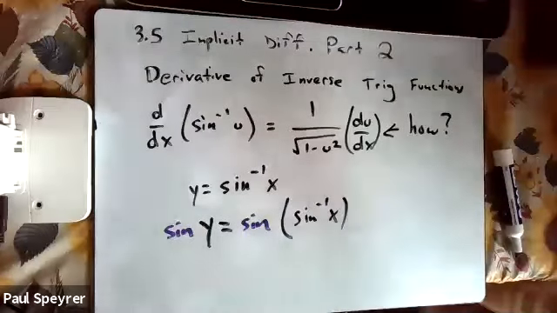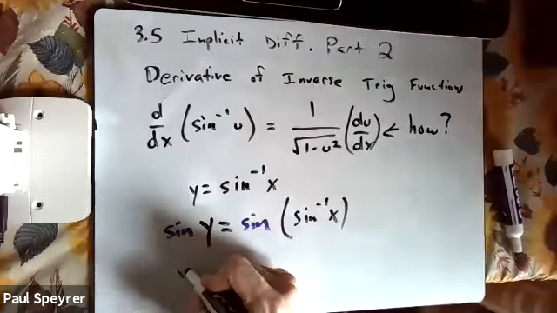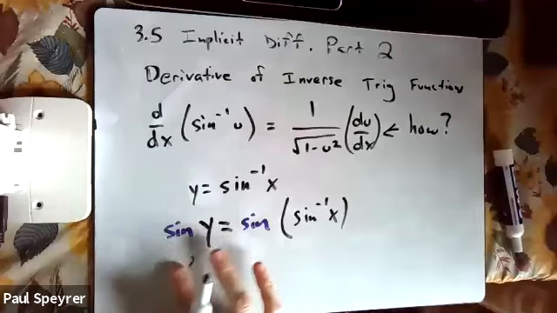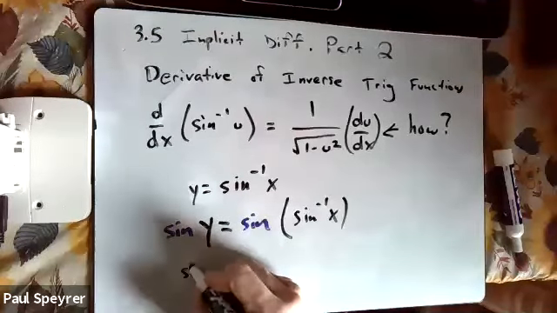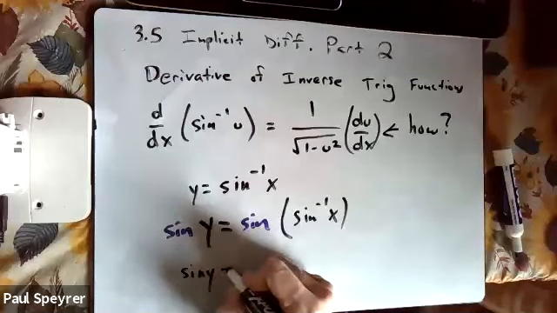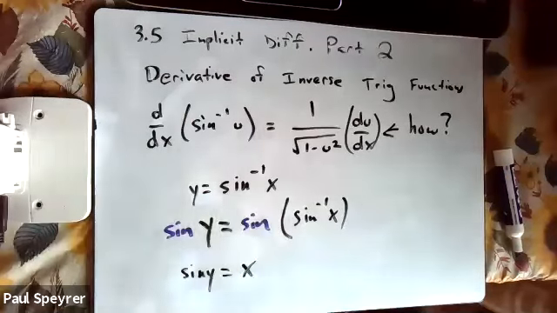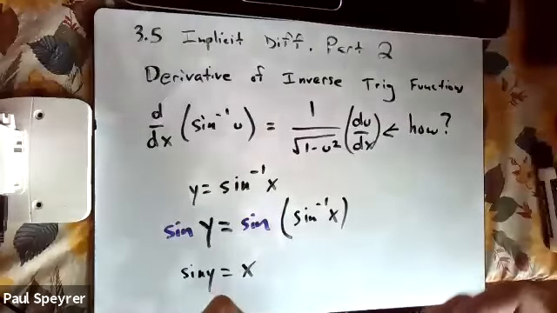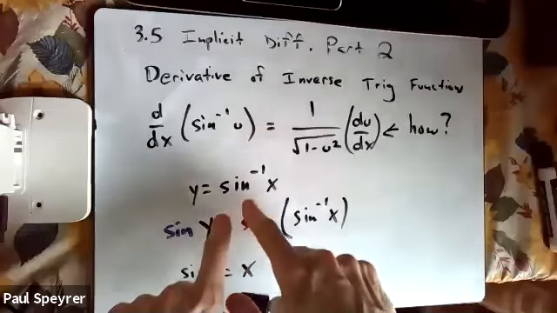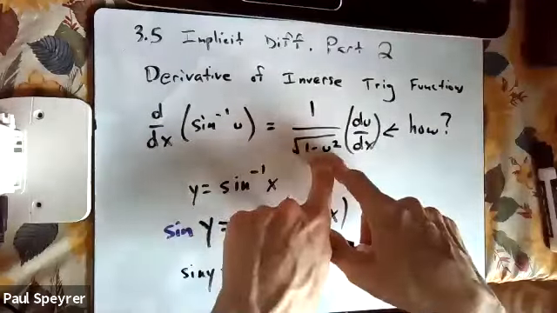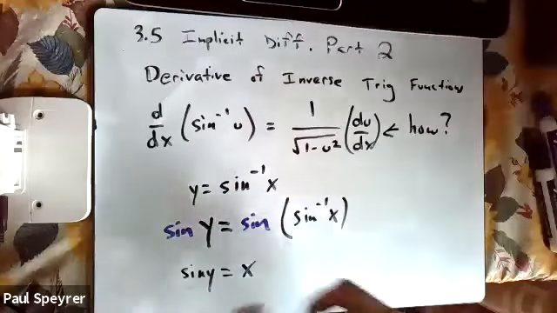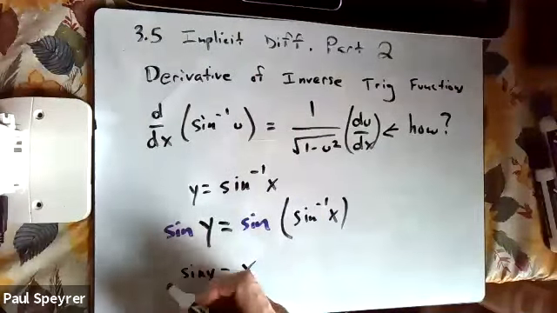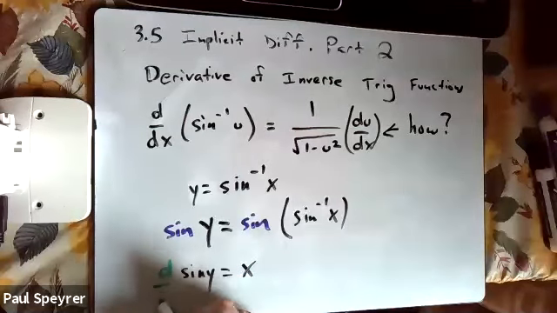So what does this leave us with? Well, now we have sine of y equals just x. So we're trying to find dy dx. That's what we're trying to do right here. Find the derivative, because again, we're trying to go from this to this somehow. So where do we go from here? Let's take the derivative of both sides.